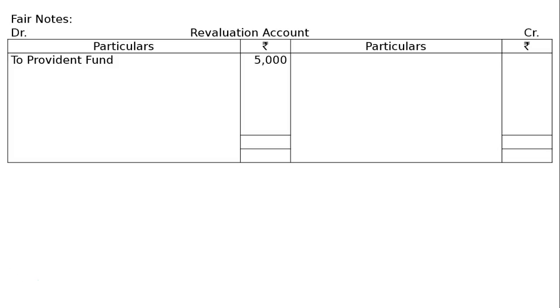Next one is debtors. All debtors are good. Therefore no provision is required on debtors. Hence, the reserve for doubtful debts or provision for doubtful debts will be on the credit side for rupees 600. It is better to write provision as it is written in the question. This is a decrease in liability, income for the firm, credited to revaluation account.